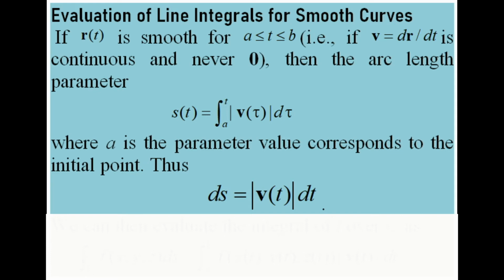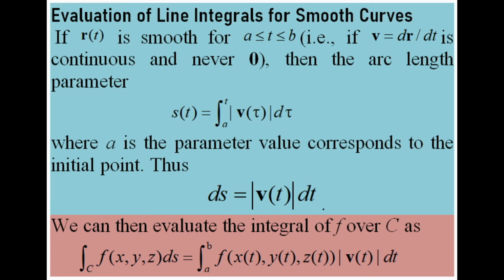We can then evaluate the integral of f over C as integral over C f of x, y, z ds equal to integral a to b f of x of t, y of t, z of t times absolute value of v of t dt. This formula will evaluate the integral correctly no matter what parameterization we use, as long as the parameterization is smooth.